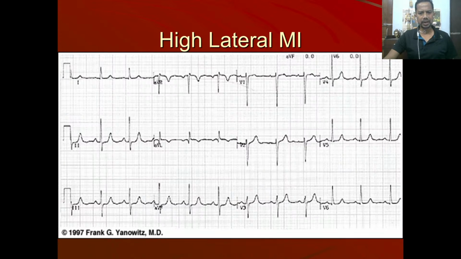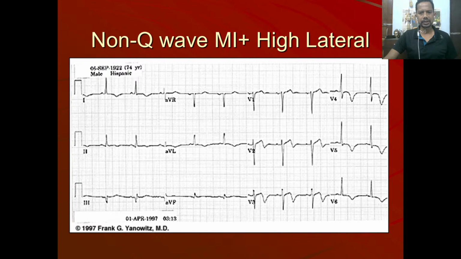So this is high lateral MI. In aVL you see there is elevation and squeaky vocal. So you should repeat the ECG again and do troponin T and do the echo also, which will help you in confirming the diagnosis. So this is something called non-Q MI and NSTEMI.